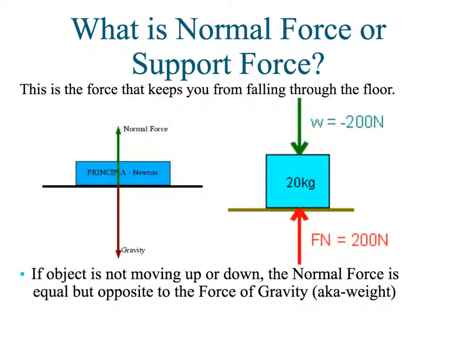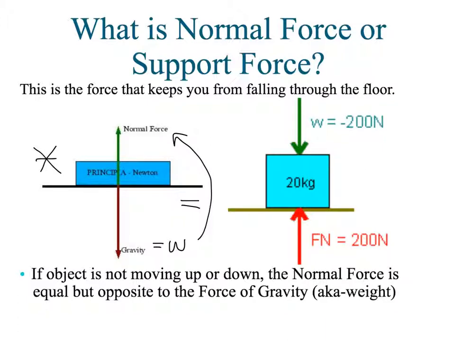So in this first example here, we see a book sitting on a table. Obviously the book, because of the force of gravity, has weight to it, but because it's not moving, it is equal to the normal or support force that the table is pushing back up on the book. And that's what support force or normal force is. It's just the surface pushing back up.